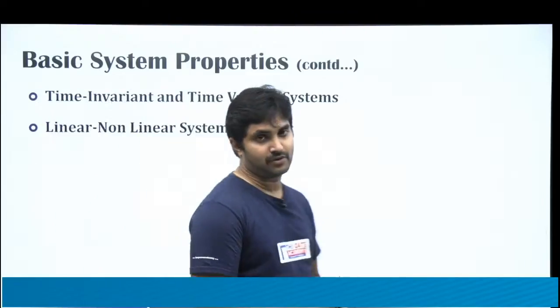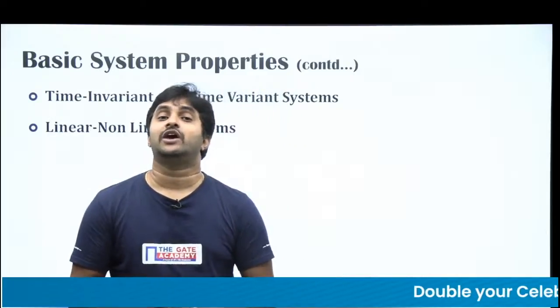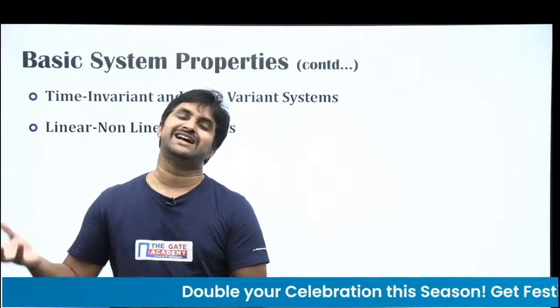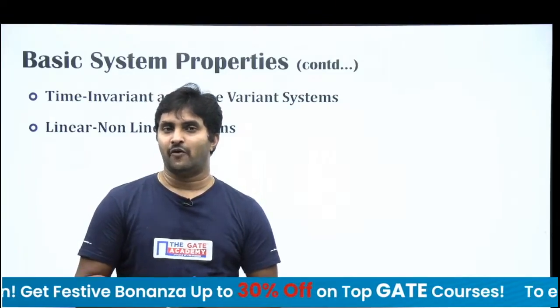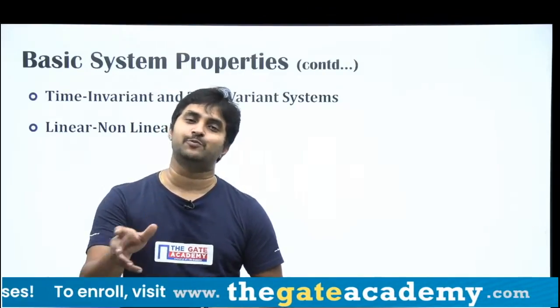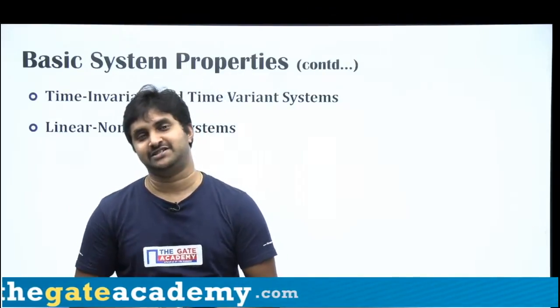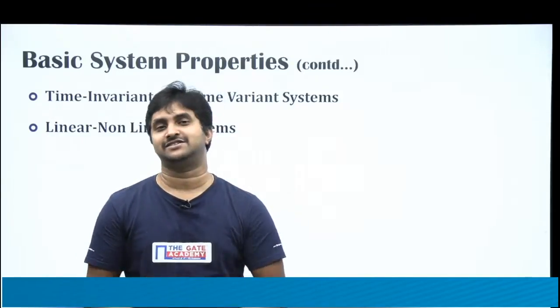And the last property is the linear property. Linear means you expect the superposition principle to be satisfied, which is a very simple definition. For example, if you put 1 rupee and you get 1 chocolate, then if you put 10 rupees, you expect 10 chocolates. As simple as that. That is what we call a linear system.